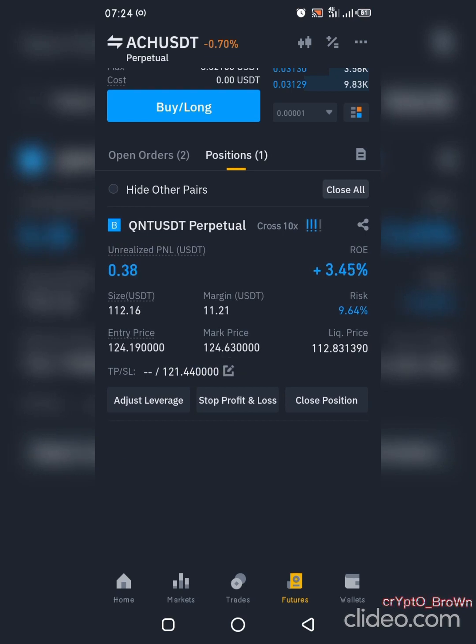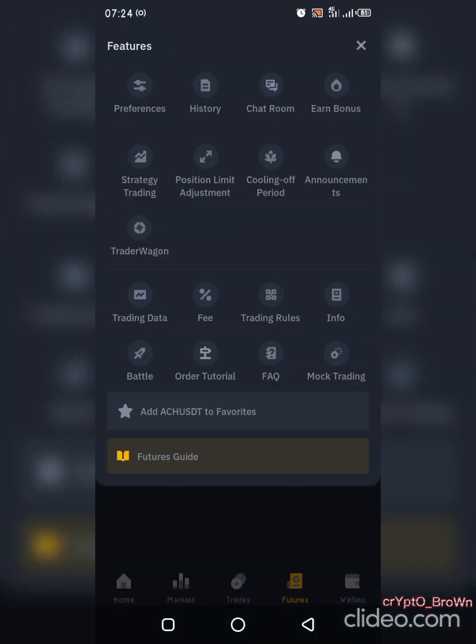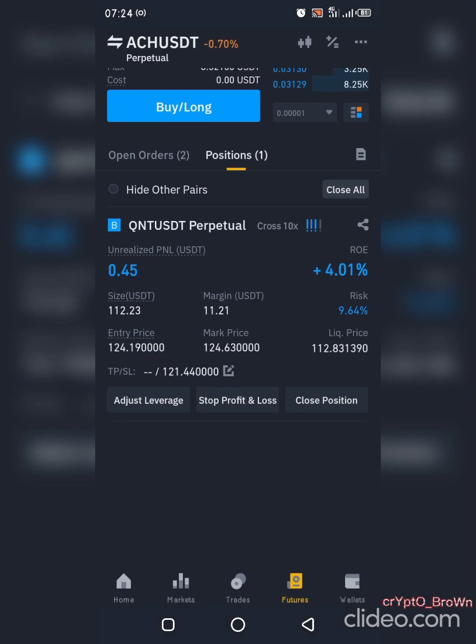So I'll be teaching you how to enter into the market using the testnet. So let's go into the testnet and learn how to enter into a trade using maybe a signal. Let's go and mock ourselves using the mock trading.